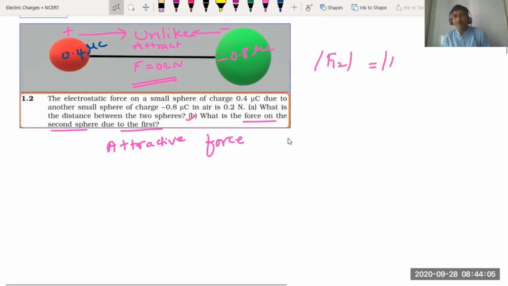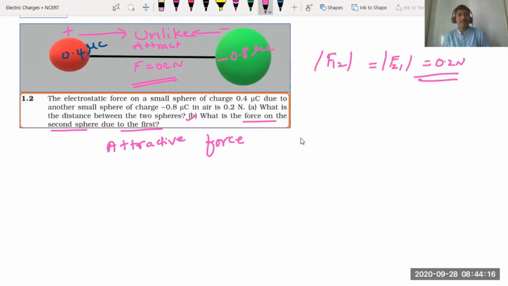Force on first due to the second, magnitude equals force on second due to the first. That is equal to 0.2 newtons. That's it. Means for the second, we can say the same force. With what force this is attracting, the same force will act on this, right? So for the second bit we have answered, that is the B bit.